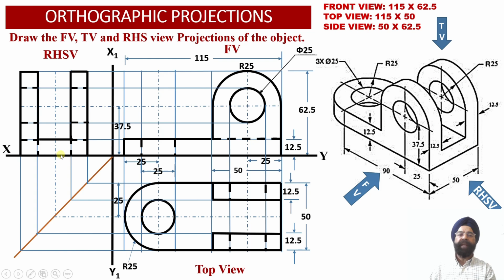So now we have been able to obtain the front view orthographic projections, the top view orthographic projections, and the right hand side view orthographic projections of the object, whose isometric projections had been provided to us through the 3D pictorial drawing.